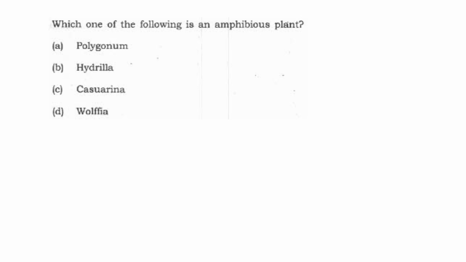Which one of the following is an amphibious plant? Amphibious plants are plants that are rooted in the mud but grow up through the water and out in the air. So basically they have two types of leaves, submerged and floating leaves. An example of this kind of plant is Polygonum. So the correct option for this question is A, Polygonum.